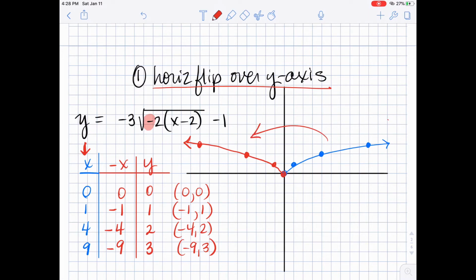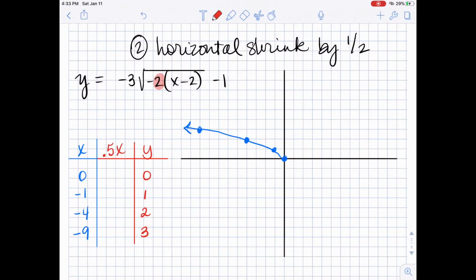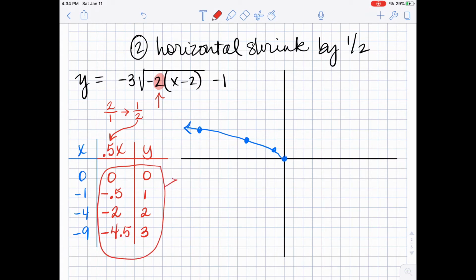So we're going to take all the new red x values from that chart and put them on a new chart in blue. Then we're going to do our second transformation, which was a horizontal shrink by a factor of 1/2. That comes from the 2 that is in this position, taking the reciprocal and multiplying that reciprocal 1/2 by each of our x values. The y values remain the same as they were in the original chart because we're only doing horizontal transformations right now, which affect our x values. Then we graph our new 4 points in red.